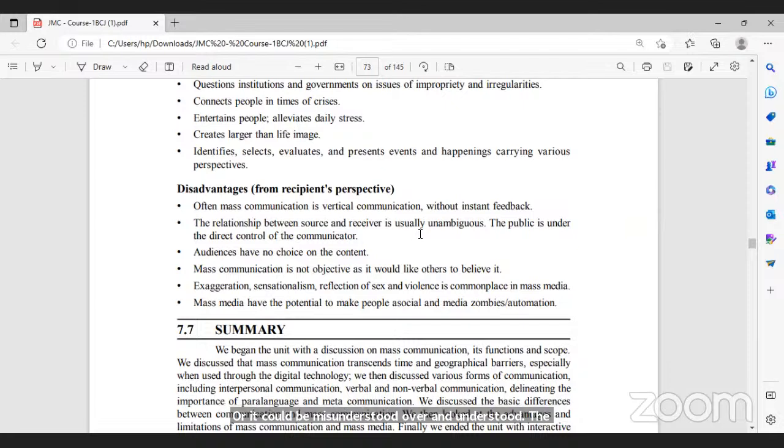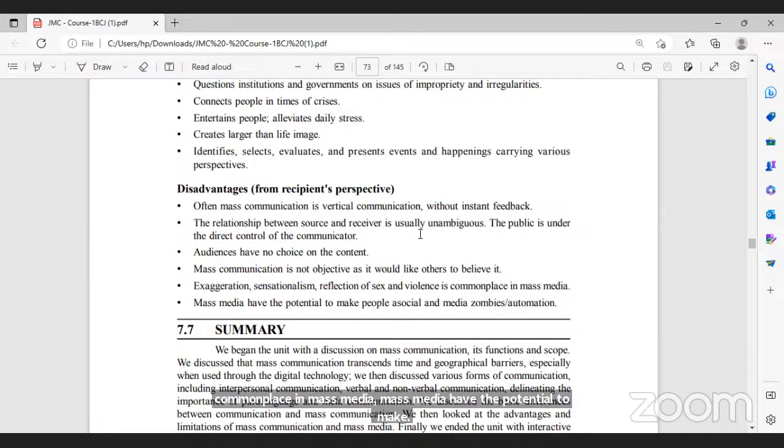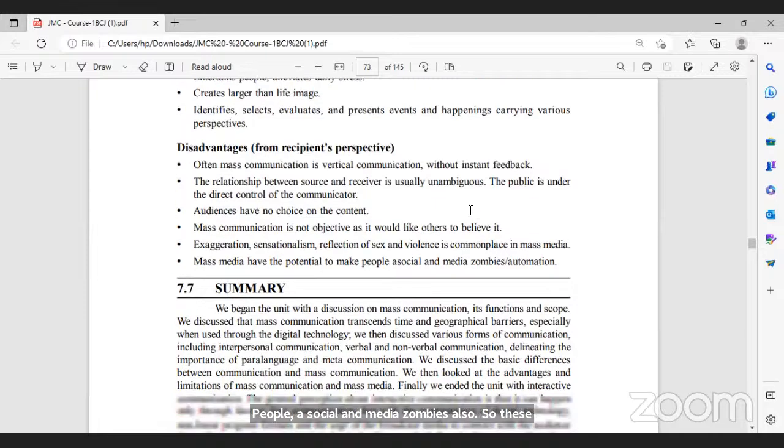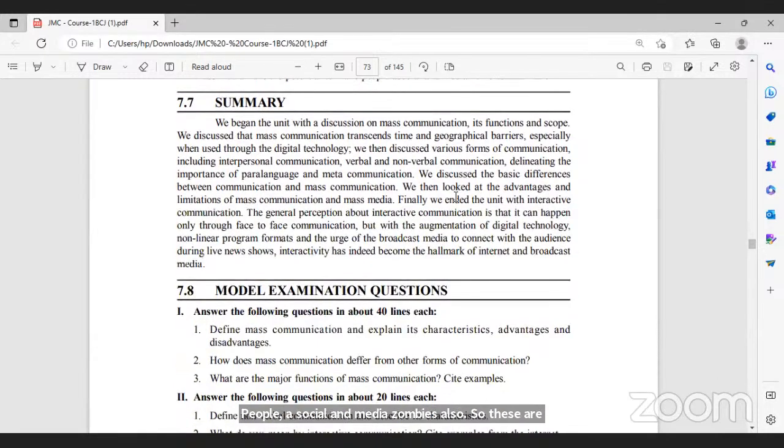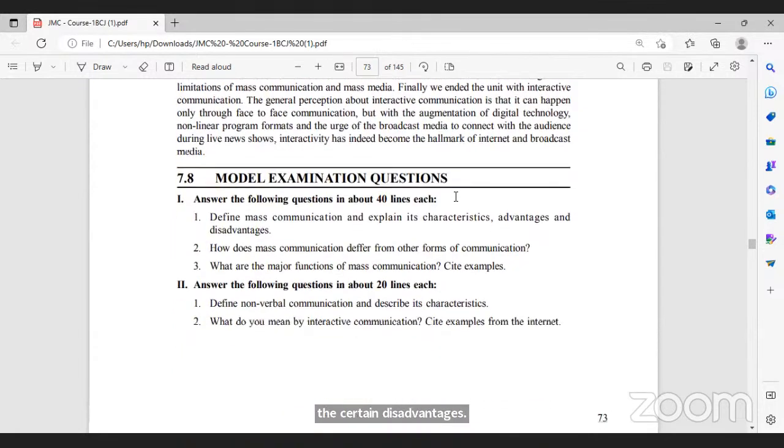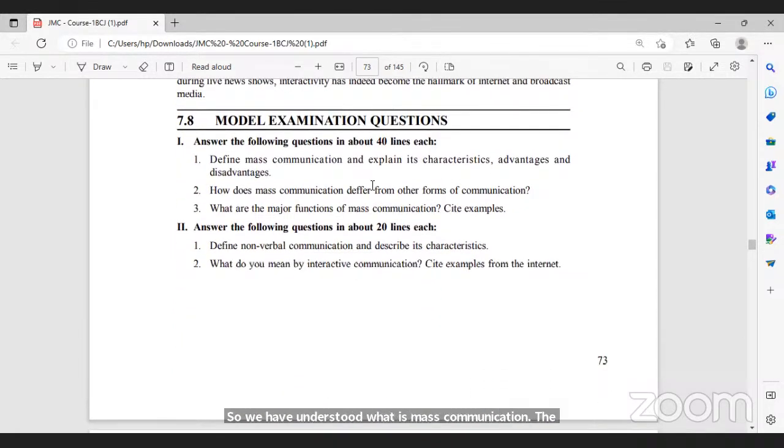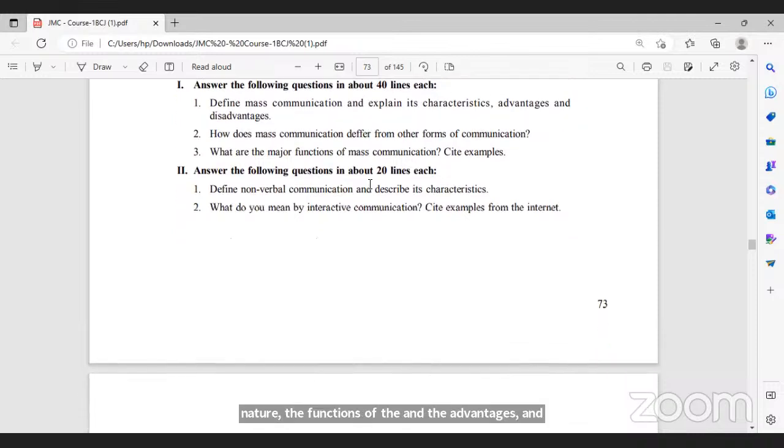Audiences have no choice on the content. Then mass communication is not as objective as others, though it would like others to believe it is. Then exaggeration, sensationalization, and reflection of violence are commonplace in mass media. Mass media have the potential to make people asocial and media zombies also. So these are certain disadvantages. So we have understood what is mass communication, its nature, its functions, and the advantages and the disadvantages of mass communication.